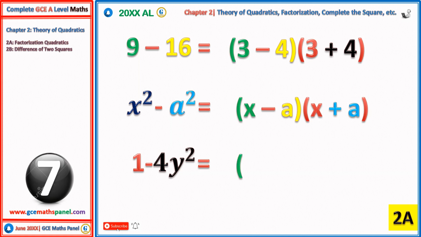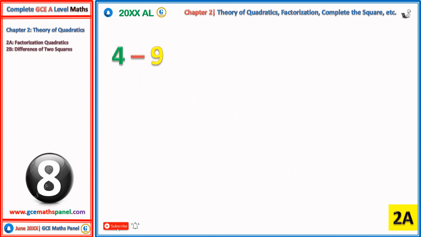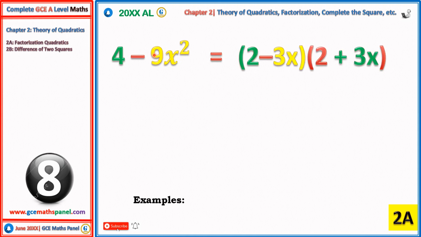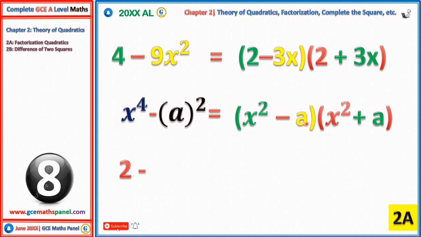And for this last one, this is what we have. So 4 minus 9x squared is the same thing. We have 2 minus 3x, because the square root of 9 is 3, the square root of x squared is x. And the last one too is the same. For x to the power 4, the square root of x to the power 4 is x to the power 2.